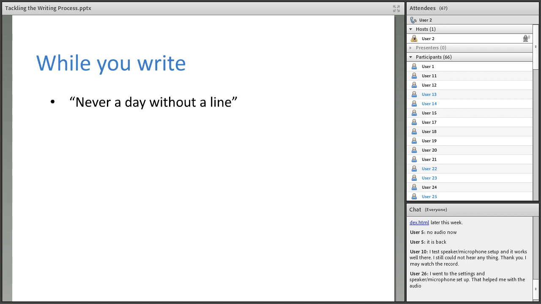Never a day without a line. That quote translates into not going a day without writing something, anything. Treat writing as a muscle. You should exercise it as often as possible.